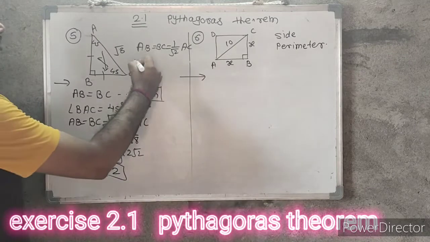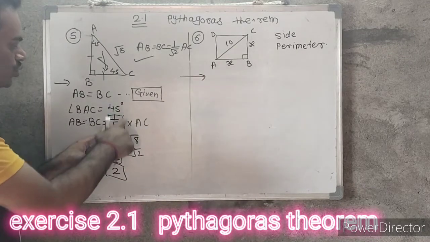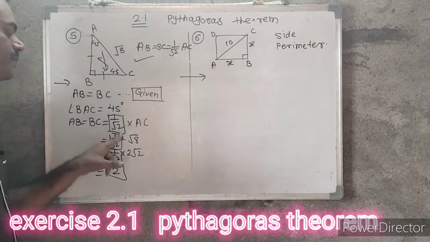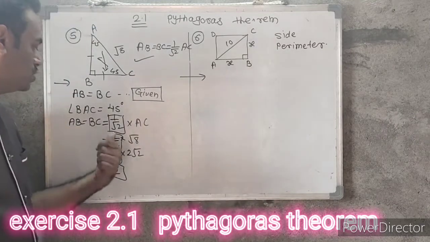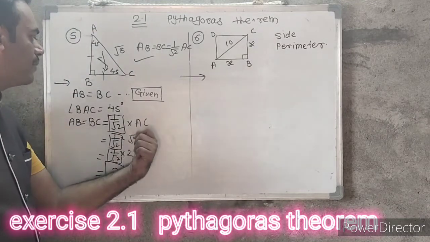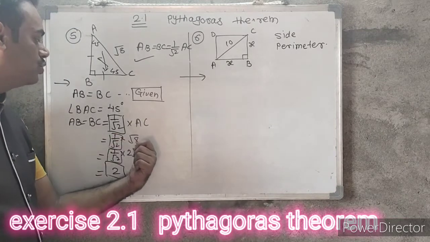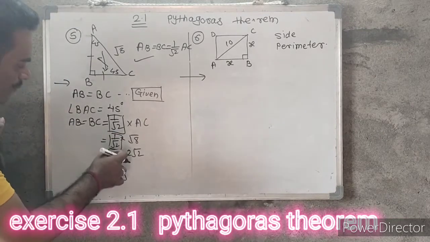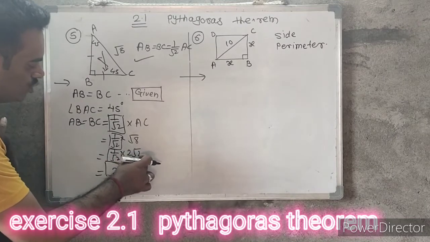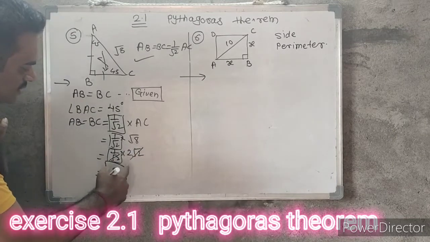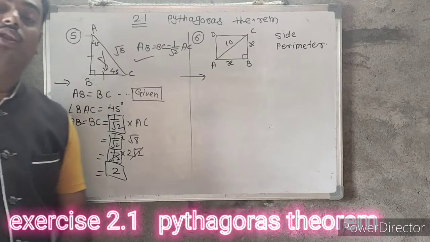Now further, I wrote this formula: AB is equal to BC is equal to 1 upon root 2 into AC. What will come in that box? 1 upon root 2. So 1 upon root 2 into AC. What is your AC? Root 8. Okay. 1 upon root 2 into root 8. Now 1 upon root 2 into 2 root 2. So that root 2 cancels. 2 into 1, so your answer will be 2.